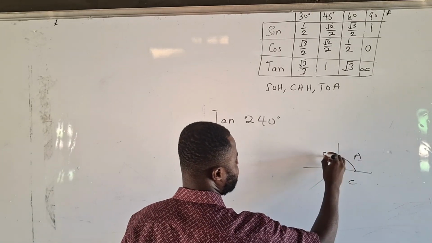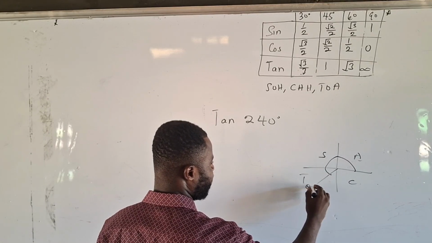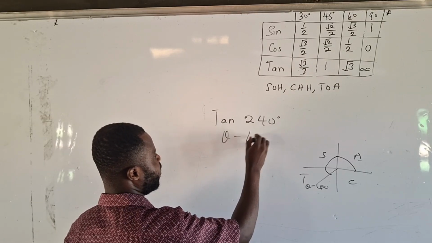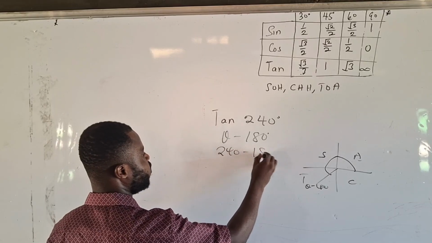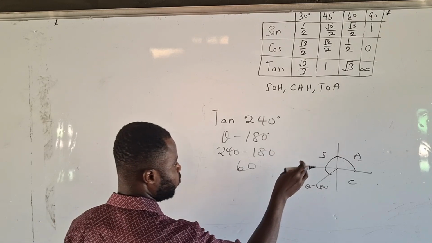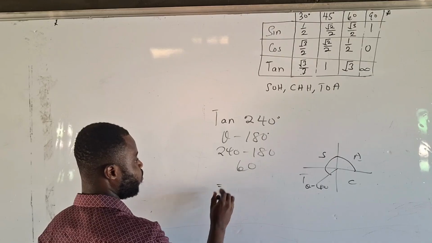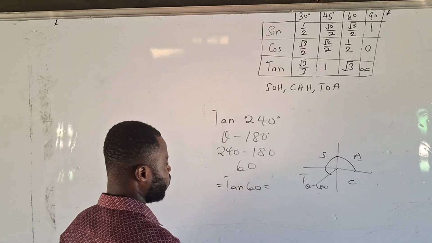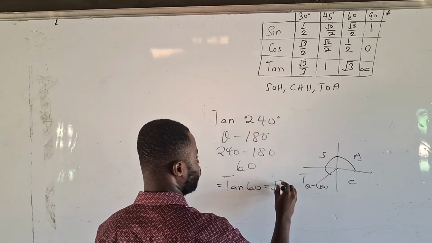And when you are using the CAST, tan is positive here, and it is the angle minus 180. So in the third quadrant, the angle minus 180 degrees. So here is going to be 240 minus 180 degrees, which is going to give us 60. Now, this small angle formed with the x-axis will be 60. Therefore, because it is tan, and here tan is positive, we are going to have tan 60. So tan 60 will give us root 3.